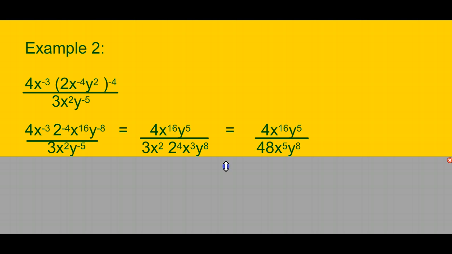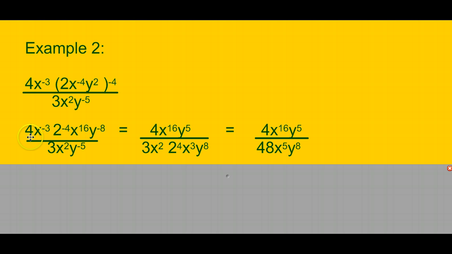So I went ahead, and if you look here on the left, I copied 4x to the negative third, and I applied that negative fourth power to everything in the parenthesis. 2 to the negative fourth, x to the 16th, because negative 4 times negative 4, and y to the negative 8th. And then I copied the bottom, 3x squared, y to the negative 5th. From there, I went ahead and moved all the values that had a negative exponent on it. This x to the negative third moved to the bottom. This 2 to the negative 4 moved to the bottom. Y to the negative 8 moved to the bottom where they became positive exponents. Y to the negative 5th moved to the top where it became a positive exponent.